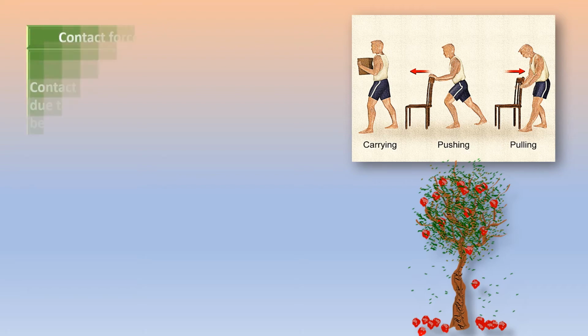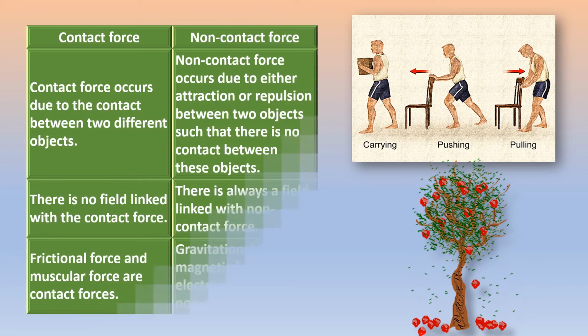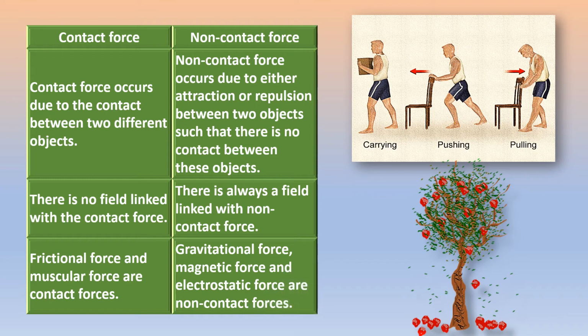And one of the different types is contact and non-contact force. Now, the first picture of carrying, pushing and pulling is a contact force, whereas the second one, of apples falling to the ground, is an example of non-contact force. Now, what is a contact force?